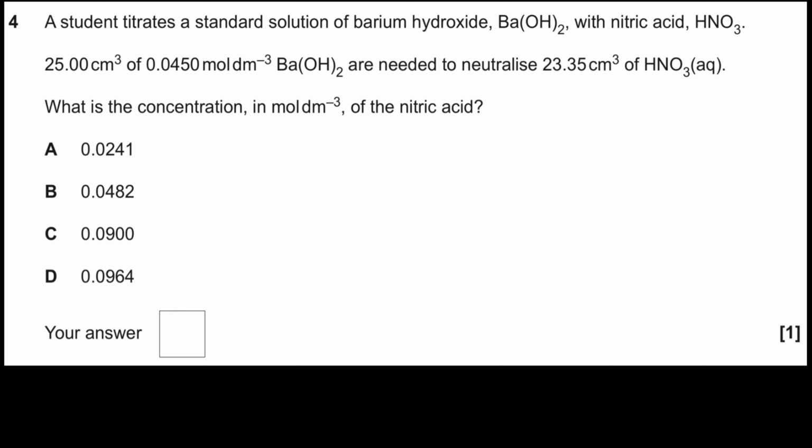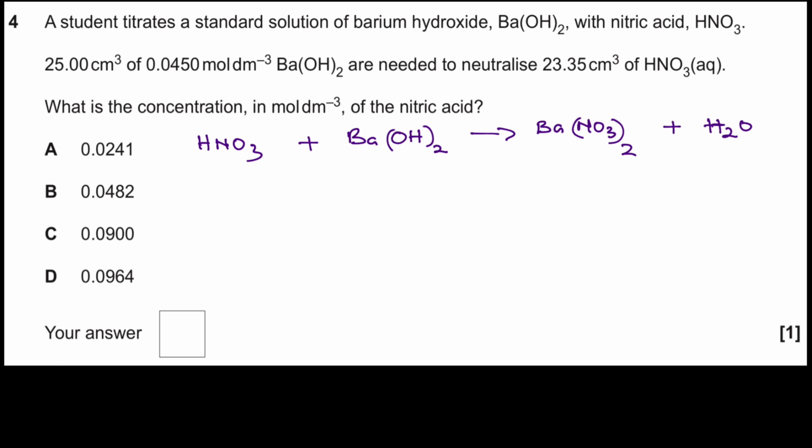First is to balance the equation here. We've got the nitric acid plus barium hydroxide, and that gives barium nitrate. Nitrate is power -1. Barium is in group 2, so it will be +2, so you have to have 2 nitrates there, plus H2O, the water, hence a neutralization reaction.